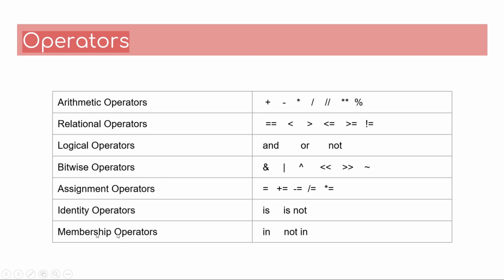Now talking about membership operators, they identify whether any part is a part of a bigger thing or any sequence. So if you want to check that it belongs to it, you can take help of in, and if you want to check it is not in that, you can take help of the not in operator.